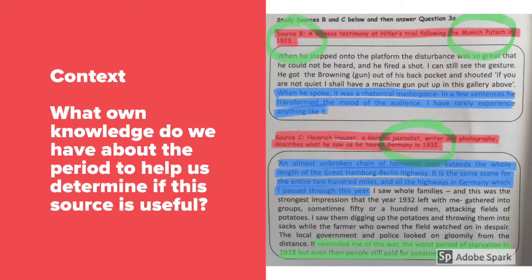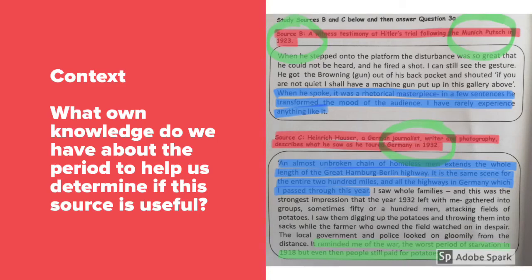So for example, if you look at the piece of information highlighted in green, source B is about the Munich Putsch and it comes from 1923. We know that in a way the Munich Putsch contributed to the collapse of the Weimar Republic as it gave Hitler a platform to criticise the Social Democrats, to criticise Stresemann and to criticise the Weimar government. However, this is 10 years before the actual collapse, so this doesn't make our source useful.